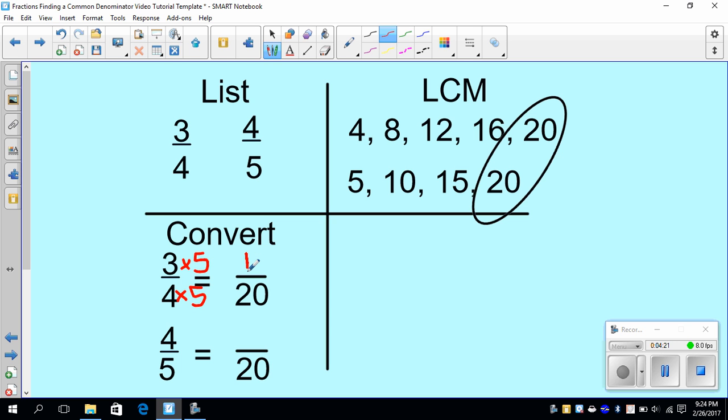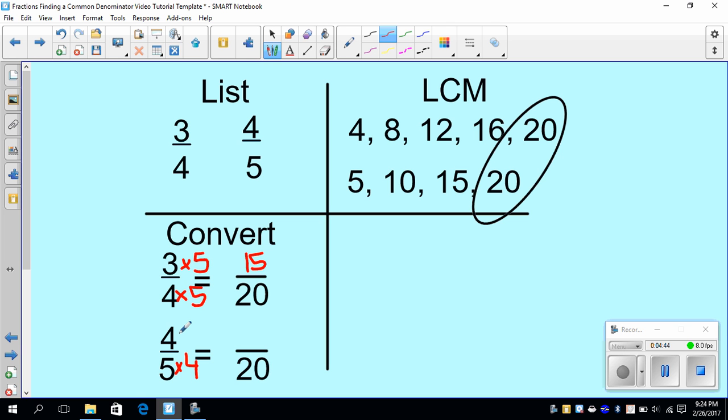So I can fill that in now. 3 times 5 is 15. So that means 3/4 is the same size fraction as 15/20. I'm going to do the same thing to 4/5. I need to multiply by 4 in this case. So 5 times 4 is 20.